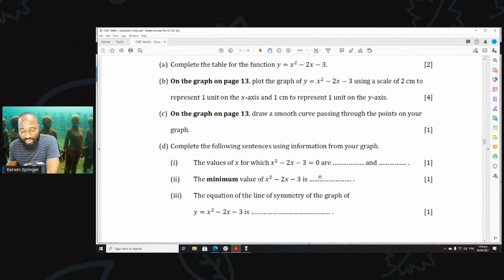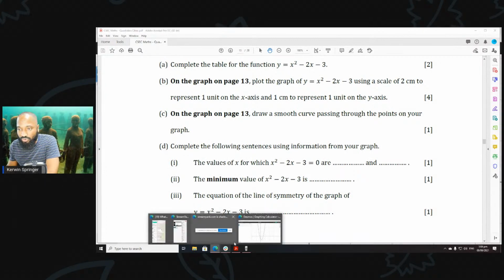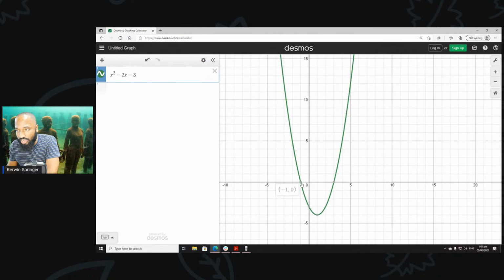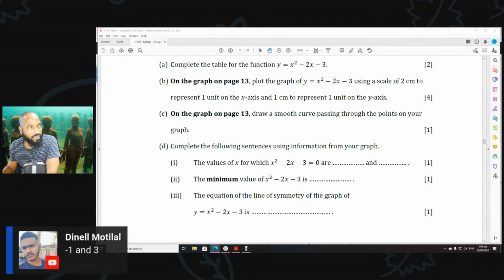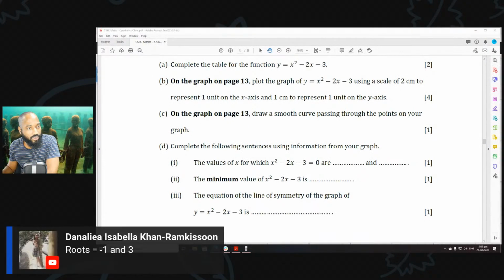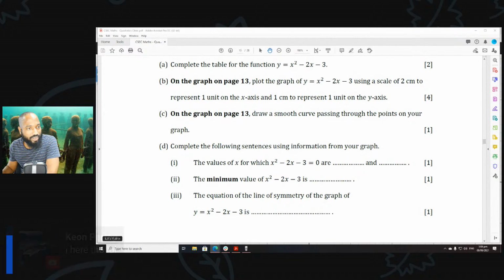We do this a million times. So the roots are -1 and 3. Agreed? Well done, people. I hear the whole thing. So the roots are -1 and 3.